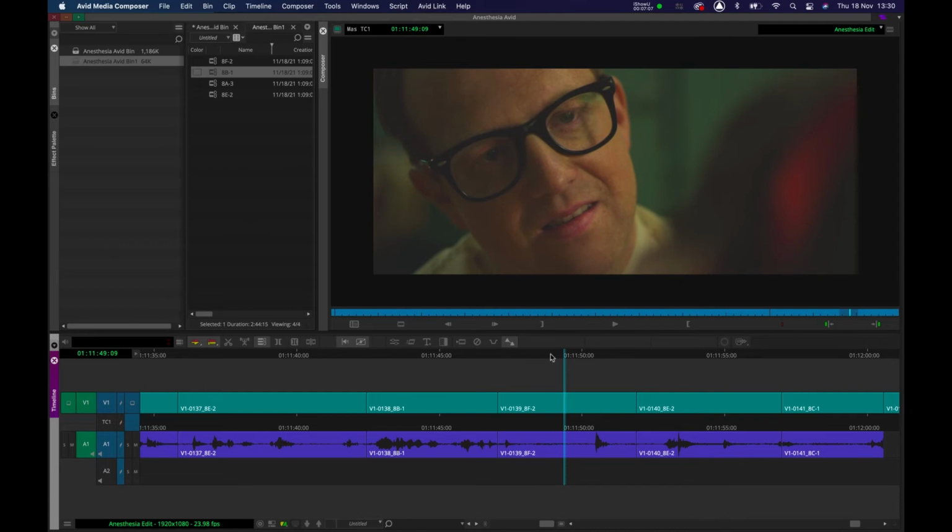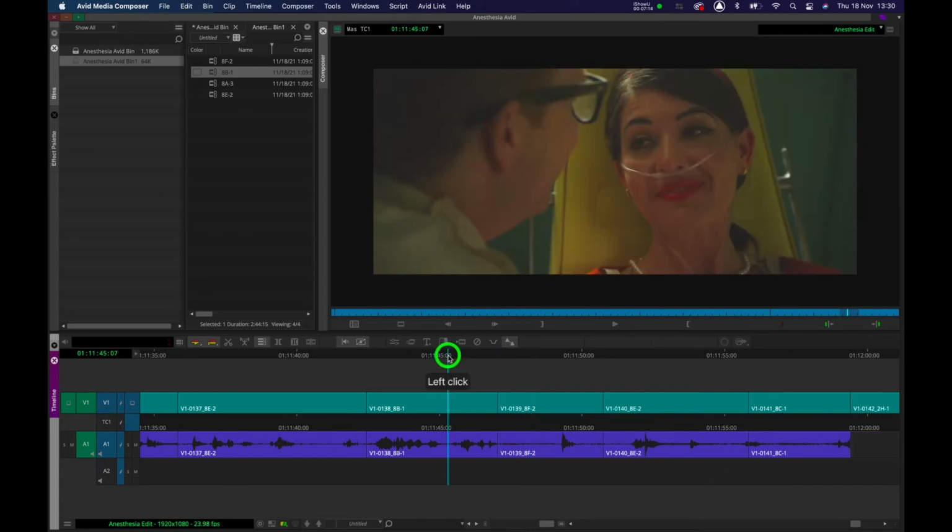Now, of course, the reaction's way too long here. So the pacing, it's overdoing it. So I'm going to trim it, let's say about here. Press Q. Let's see how that plays out.